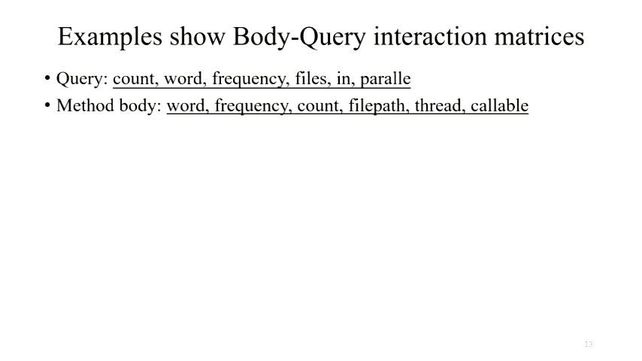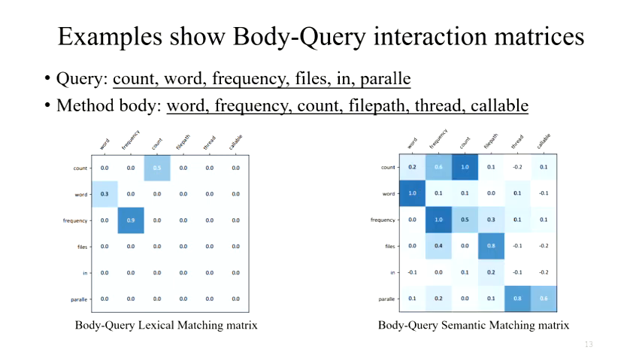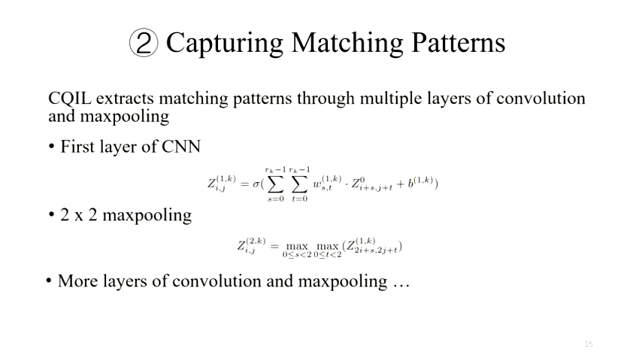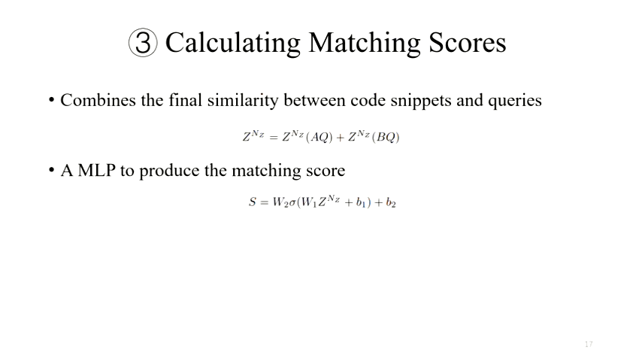The figure shows examples of code query interaction matrices. In the left figure, each value represents the IDF value. In the right figure, each value represents the inner product of the term vectors. The darker the color, the more similar they are. The second component: COIL extracts matching patterns through multiple layers of convolution and max pooling. The third component: COIL combines the final similarity matching patterns between code snippets and queries, and uses an MLP to produce the matching score.